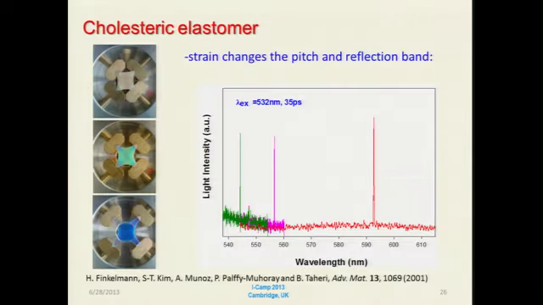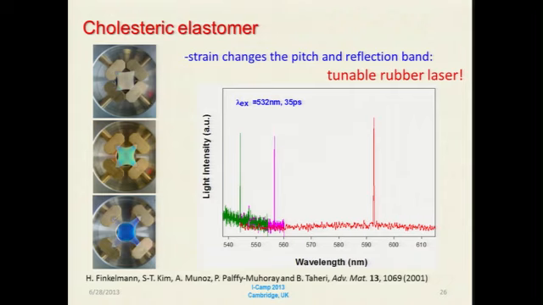Now we're talking about elastomers, and Heino made some cholesteric liquid crystal elastomers, and it turns out you can make these lase. And so if you apply a strain to these, you're going to change the optical properties, specifically the pitch, and therefore the reflection band, therefore the place where the density of states diverges. And basically you can tune the outcoming laser light by simply stretching the sample. So it's a kind of a tunable rubber laser.